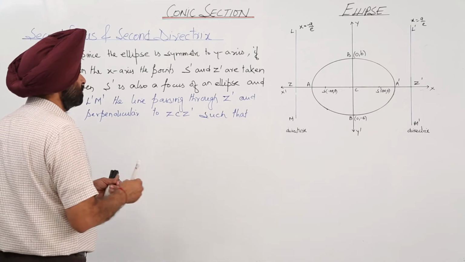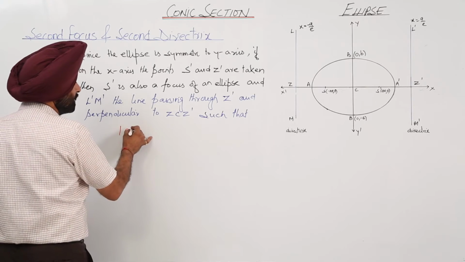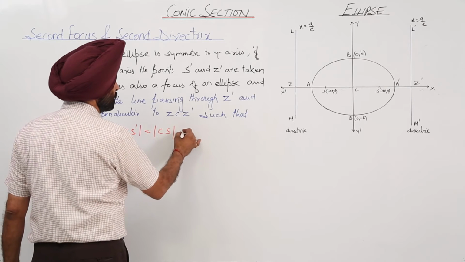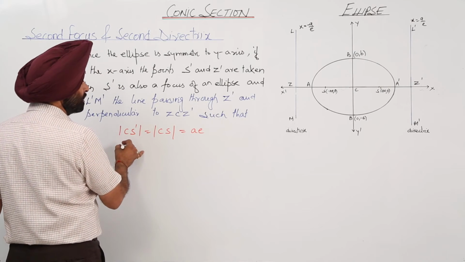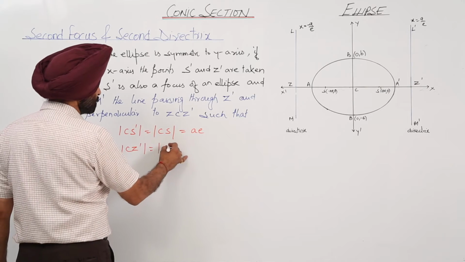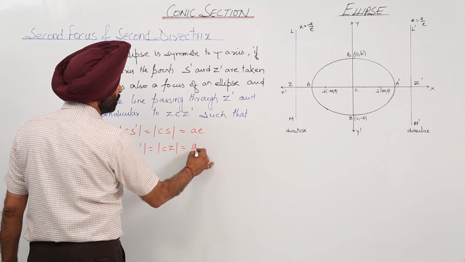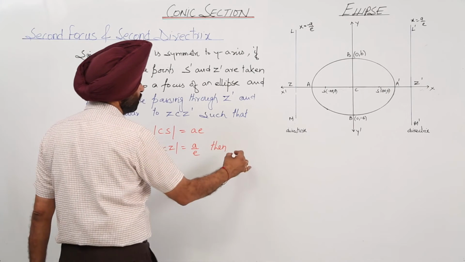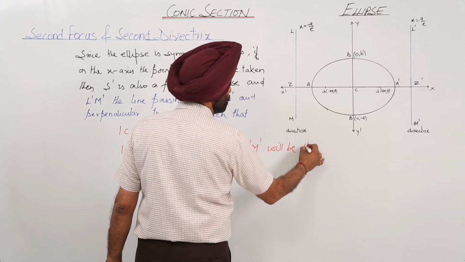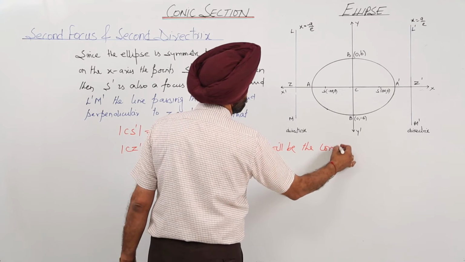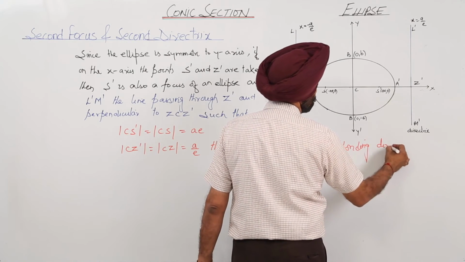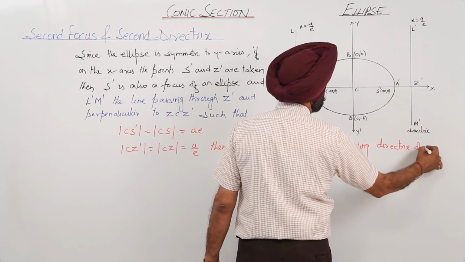now what we have is distance CS dash is equal to distance CS is equal to AE, and we have distance CZ dash is equal to distance CZ is equal to A upon E. Then L dash M dash will be the corresponding directrix.